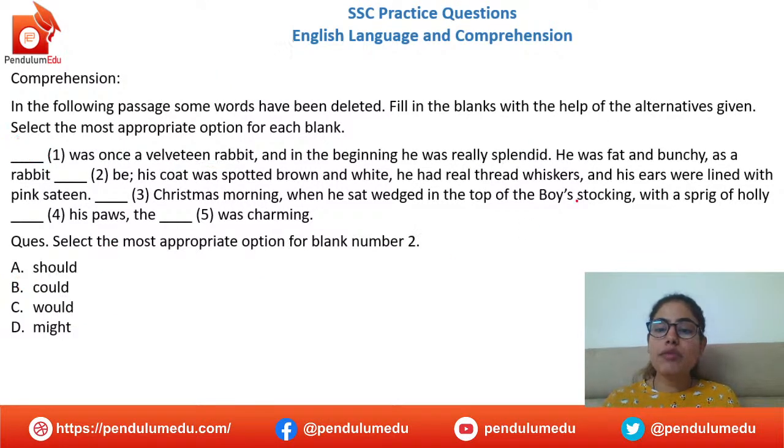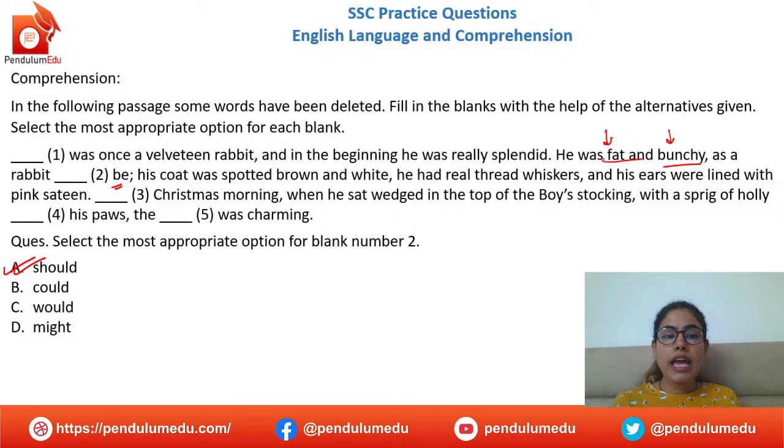Next. He was fat and bunchy as a rabbit blank be. कहते that he was, how was the rabbit? It was fat and bunchy. The rabbit was the same as a rabbit blank be. जैसे कि rabbit को होना चाहिए वो वैसे ही था. So should, could, would, might. What would we take here? Quickly. Quickly let us know. A. Yes, that's right, Sanjeev. Tarun, that's correct. Should.